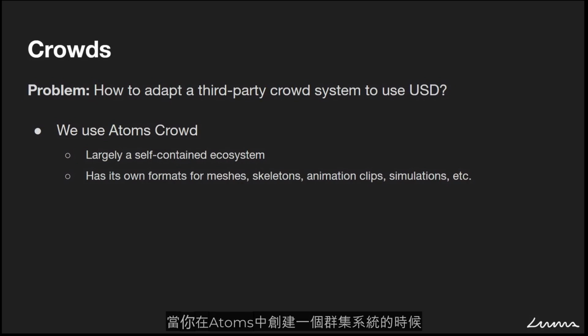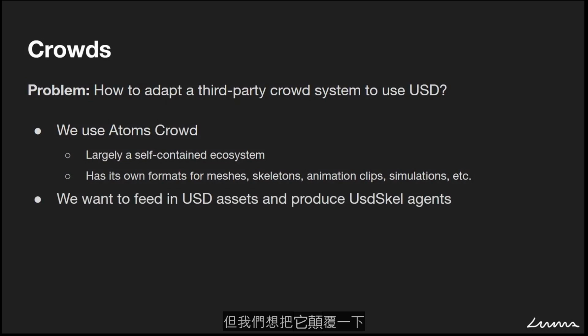So when you're creating a crowd system in Atoms, you convert your meshes and skeletons into Atoms' native file formats. Then you do your simulation, create your agents, all that stuff in Atoms itself. You spit out an Atoms-specific file type that describes the simulation result. And then you feed that to a renderer procedural in Arnold, which builds meshes from the crowd description.